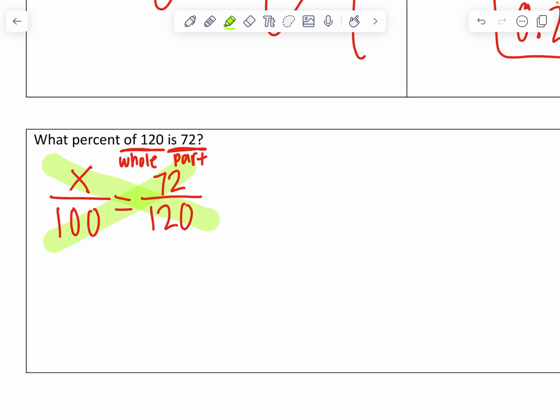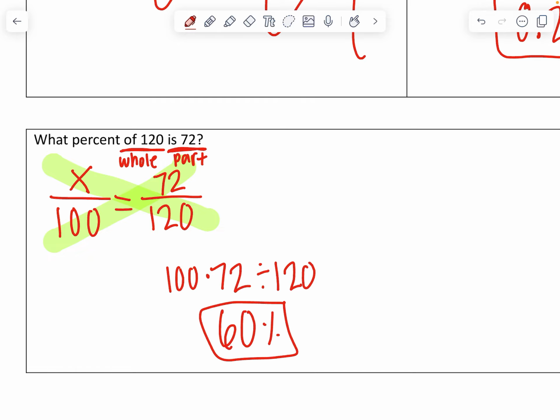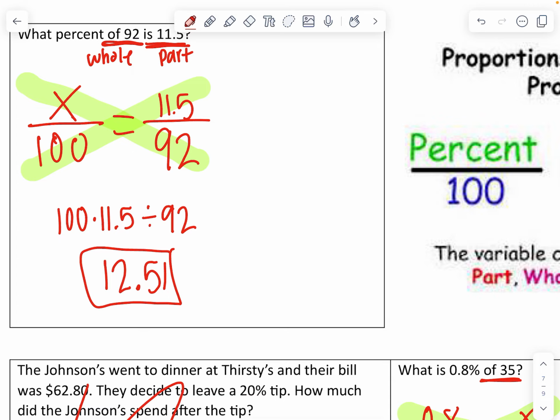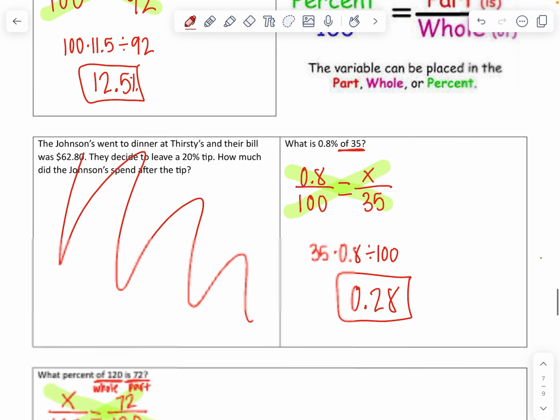Do your butterfly method. And we multiply what's diagonal from each other. So we do 100 times 72. And then you divide it by 120. And then you put that in your calculator. So 100 times 72 divided by 120 is 60. And it should be 60% since it's asking for the percent. Same as this one. It should be 12.5%. I forgot about that.